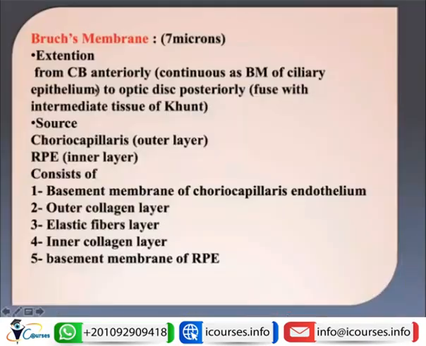So again, Bruch's membrane extends from the ciliary body anteriorly, and it is continuous with the basement membrane of the ciliary epithelium to the optic disc posteriorly, fused with the intermediate tissue of Comte. It arises from the choriocapillaris from the outer layer, and the inner layer comes from the retinal pigment epithelium, consisting of the outer basement membrane and the inner basement membrane.